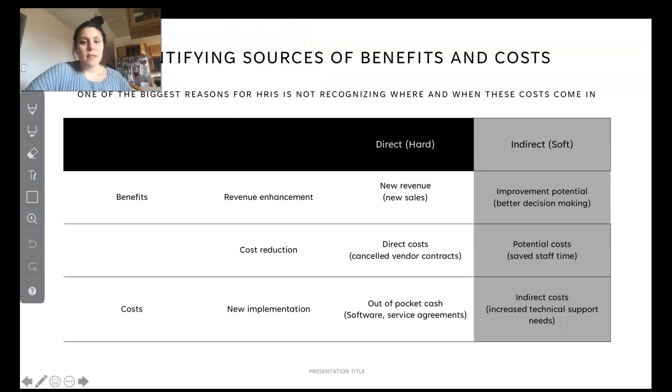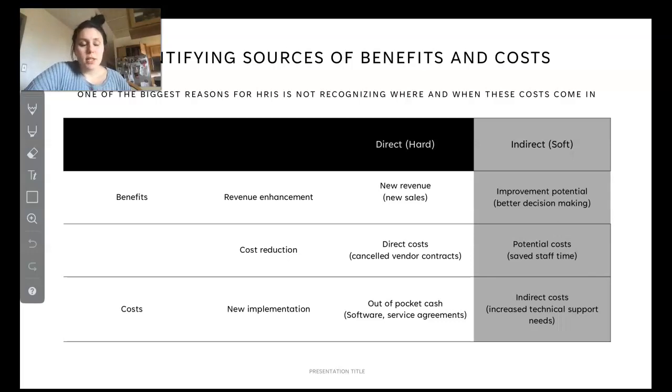Identifying sources of benefits and costs. One of the biggest reasons for failures is that companies do not recognize where and when these costs are coming from. So there are direct and indirect. Some of the hard benefits are new revenue and cost reduction. This could be canceled vendor contracts. The indirect could be improvement on potential ideas, better decision making, potential costs, saved staff time. This is something that could be seen later in the implementation, maybe years later.